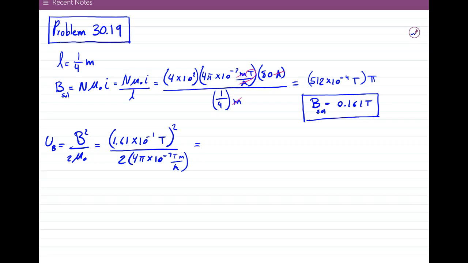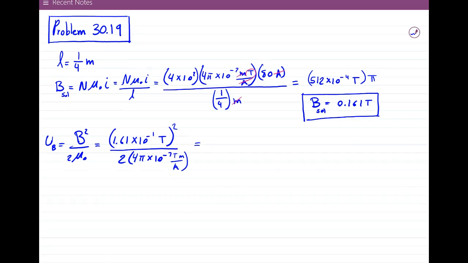Has somebody done this calculation? 0.161 squared divided by 8 pi times 10 to the minus 7. 313.6, 313 joules per cubic meter. Anybody else get that? So that's part A, part B.